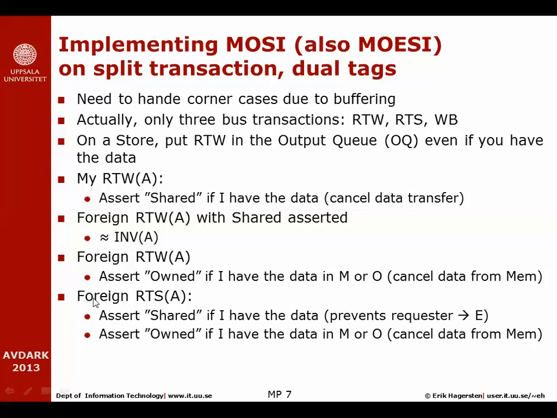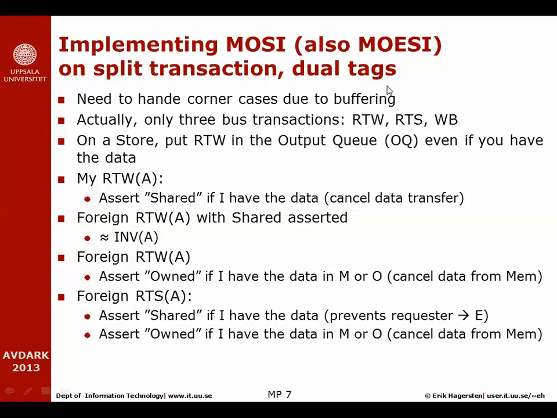Furthermore, if you see a foreign read to share request and you have this cache line in state shared, owned, or modified, so in essence, if you have the data, you raise your hand by raising the shared signal on the bus. That signals to everybody else that there is already a shared copy in a cache, and that prevents the requester from going to state exclusive.